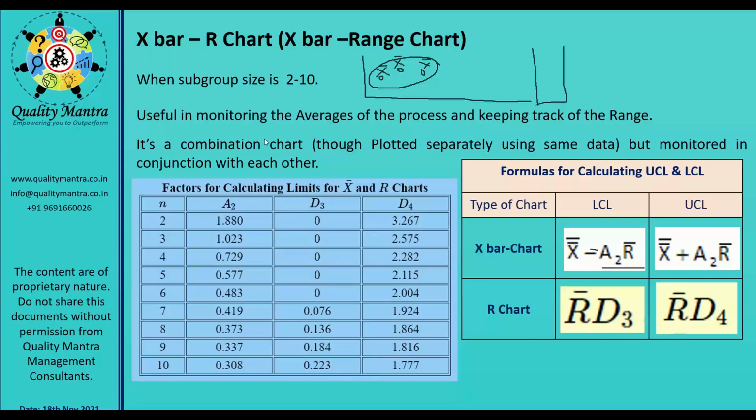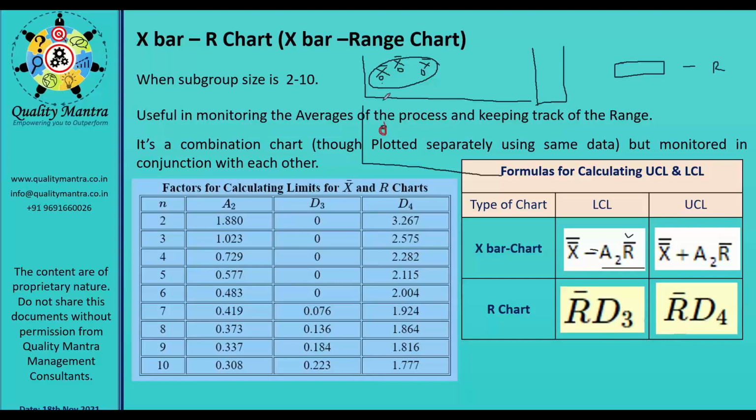Now what is this R bar? Here it is not the moving range, it is the R bar. Again, whenever there is a bar, it means the average of the range data. For one subgroup, the range will be there. So you will plot the range of this subgroup. For this subgroup, what is the range?